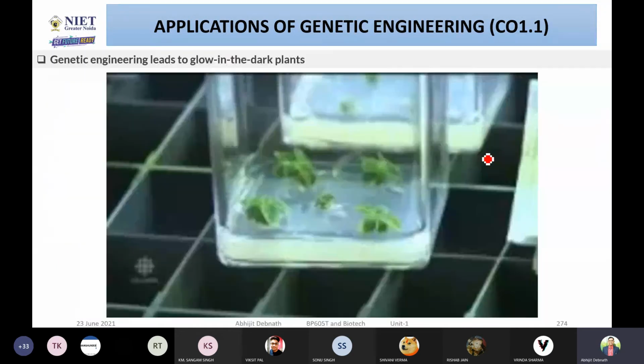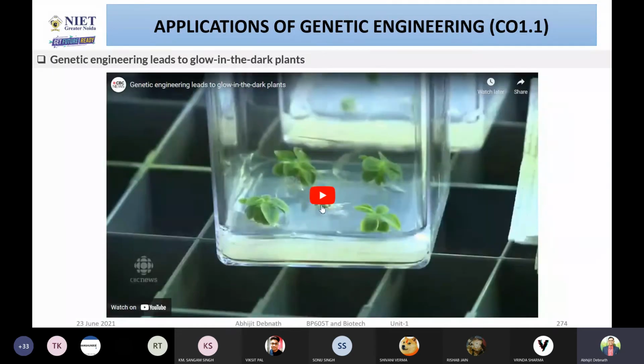Besides that, I have another example that is not so important from the pharmaceutical point of view. This is about how you can grow a plant by using genetic engineering in a dark room. Last year China sent a mission to the moon.